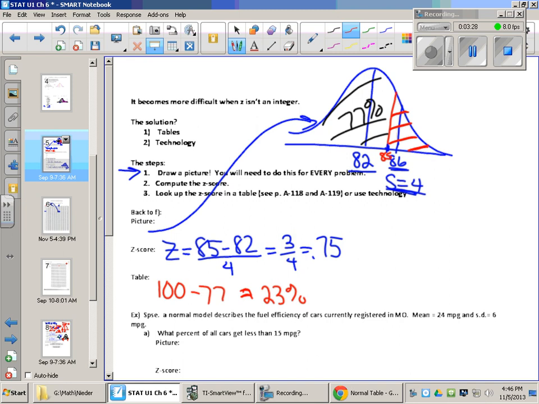Okay, so that's all we're doing. That's the only thing really that's different from those examples we did last time. Instead of our z-score being a whole number, it's going to be a decimal of some sort. And we have to use either the tables or the calculator to figure that out. Now, it's hard.